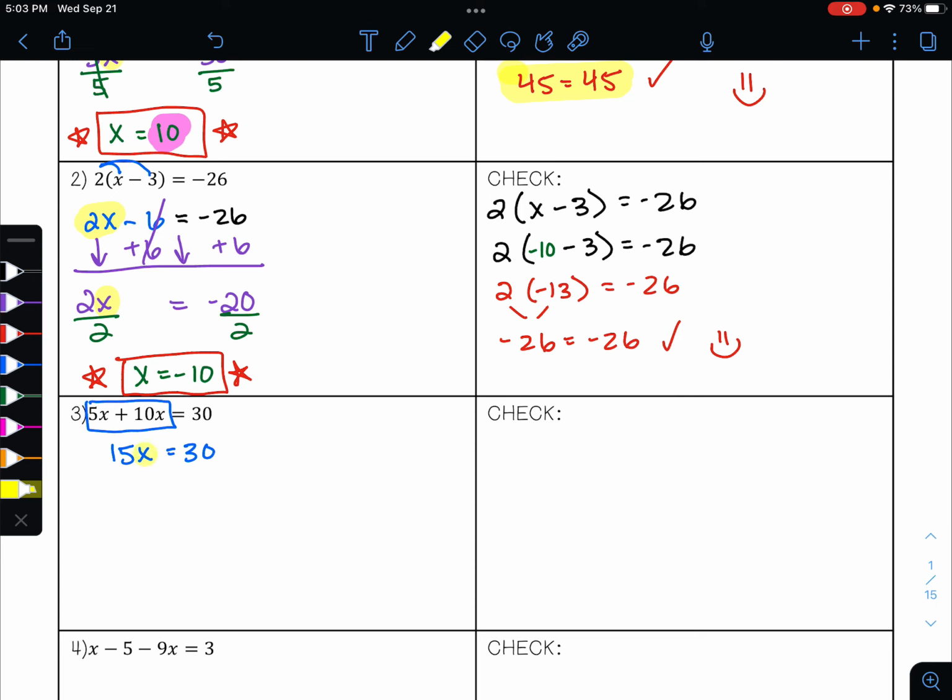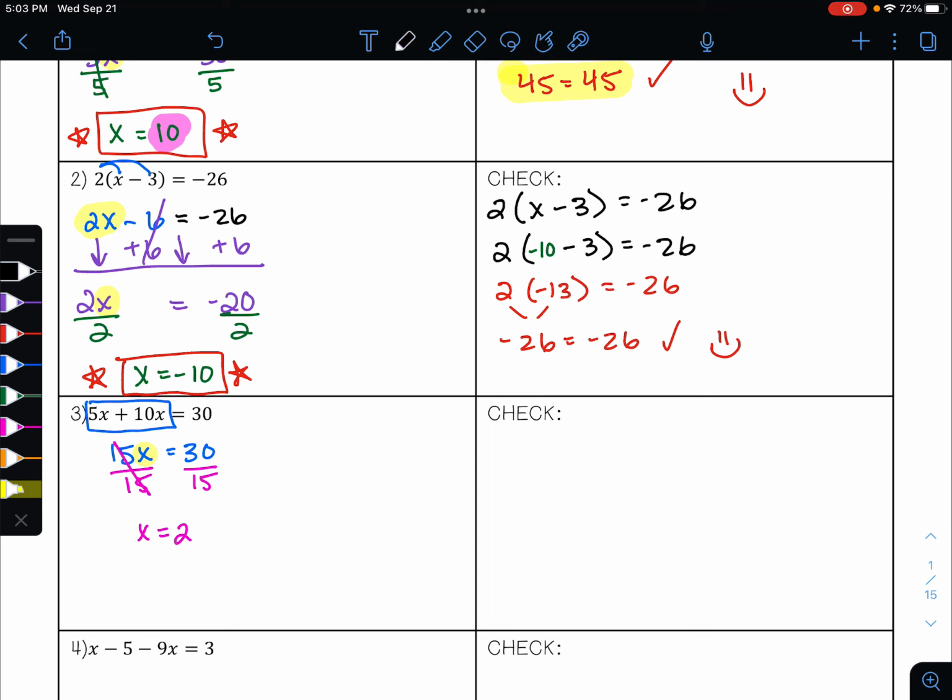From here, I want to get x by itself. X is being multiplied by 15. How do we undo multiplication? Division. 15 divided by 15 is 1. That's going to leave me with 1x. 30 divided by 15 is 2. So our answer is x equals 2.